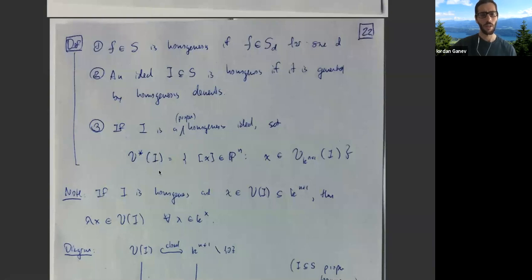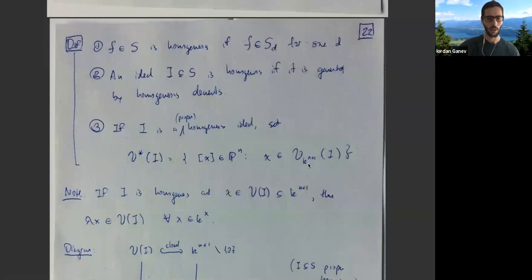a closed subset of projective space corresponding to every homogeneous ideal of this ring S. So if we have a proper homogeneous ideal I inside S, where S is the polynomial algebra in n plus one variables, then we can define its vanishing set as all the X's in Pn such that X belongs to the vanishing set of the ideal inside K^(n+1), so upstairs.